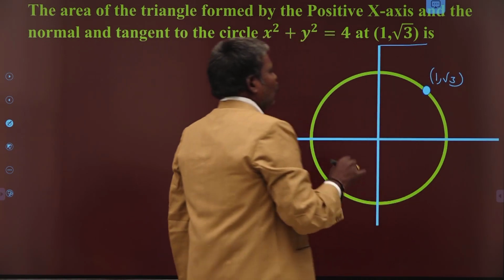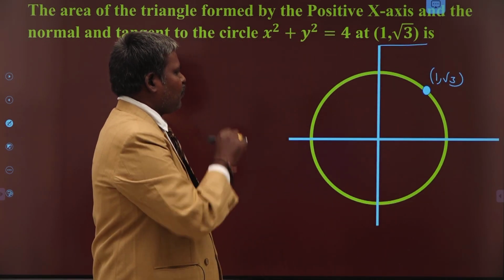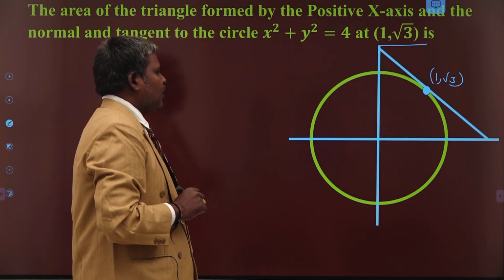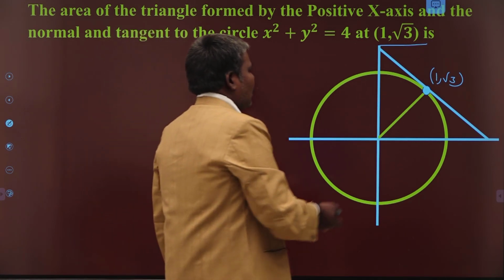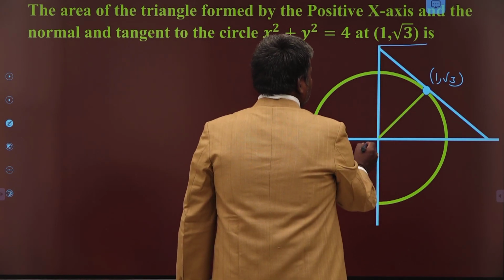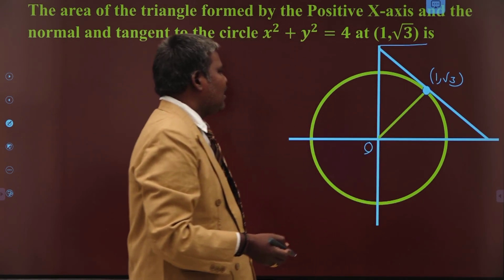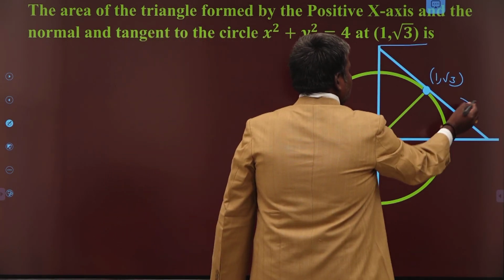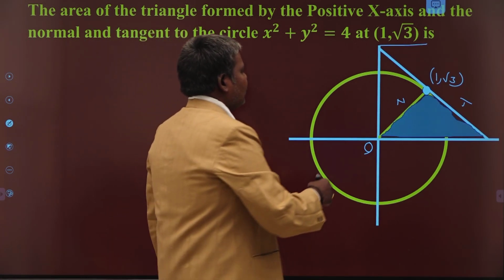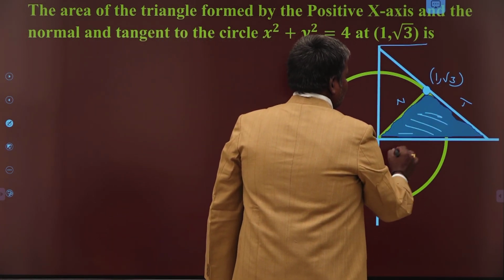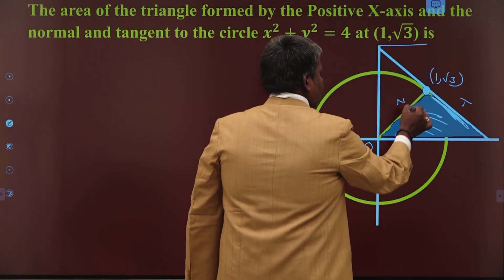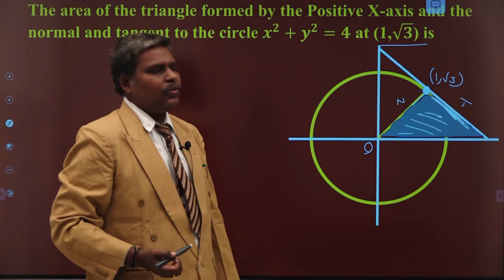We have to draw the tangent and normal at that point to the circle. This is the tangent as shown in this figure, my dear students. Listen carefully. This is the normal, the corresponding normal which is drawn at (1, root 3). Every normal drawn at a point must pass through the center of the circle. Here the center is (0, 0). So this is the tangent, this is the corresponding normal, and we have to find the area of the triangle as shown in this figure with the x-axis. This is the area of the triangle we are going to find.